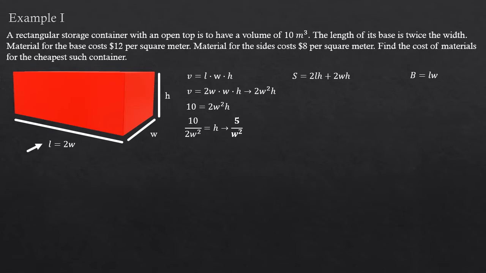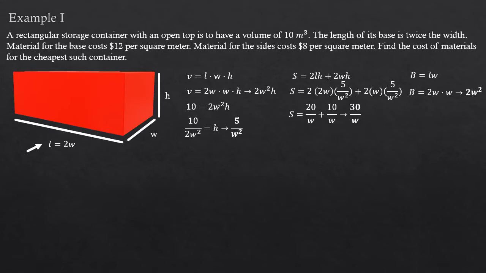Next, we use the area of the sides, and we want to convert all of those terms to be in terms of W. So plug that in into L and into H, and once you simplify this, you will get 20 over W plus 10 over W, 30 over W. And now the area of the base, just plug in that L and you get 2W squared.